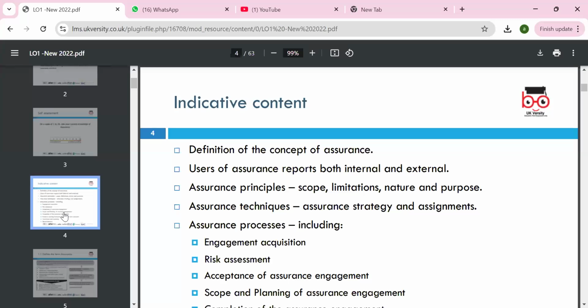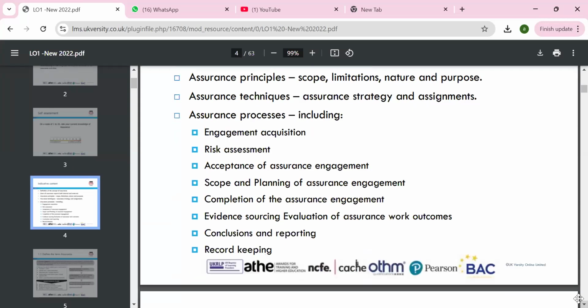Definition of the concept of assurance. We'll go through the users of the assurance report, both internal and external. We'll go through assurance principles, assurance techniques, and the assurance process, including engagement acquisitions. We'll go through risk assessment, and discuss acceptance, scope, planning, completion, evidence, conclusions, and reports. Record keeping is very, very important.